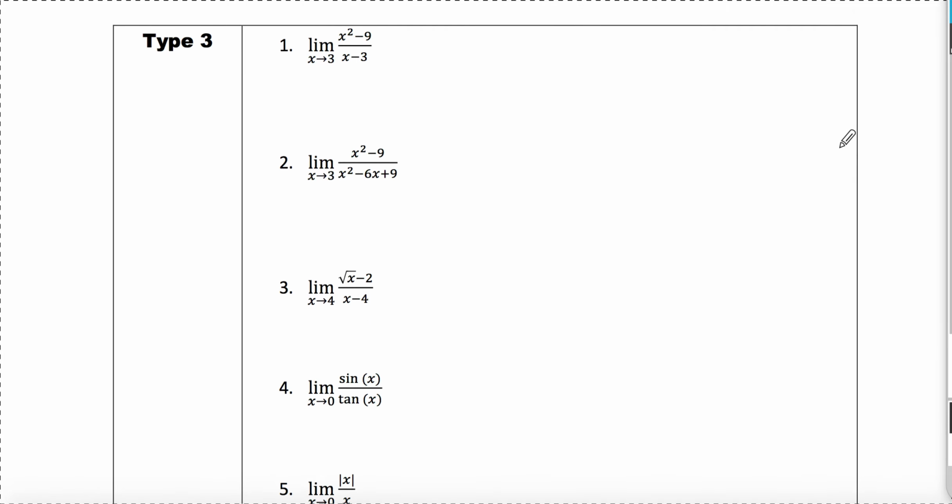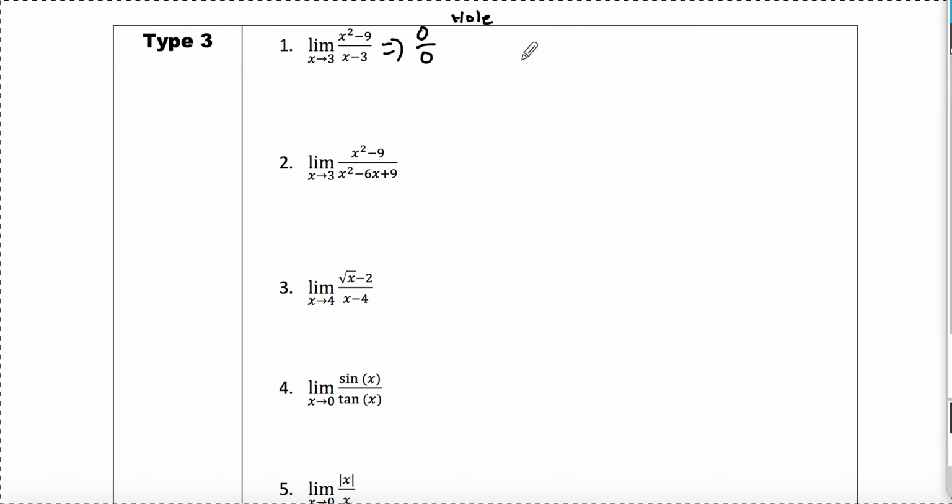All right, type 3 here. Let's see what happens here. Let's try evaluating. Let's plug in x equals 3. If I plug in x equals 3 up here, I will get 0 over 0. That's interesting. This is a little different. Well, in these situations, 0 over 0 indicates to us that we have a hole. Not a vertical asymptote, but a hole.